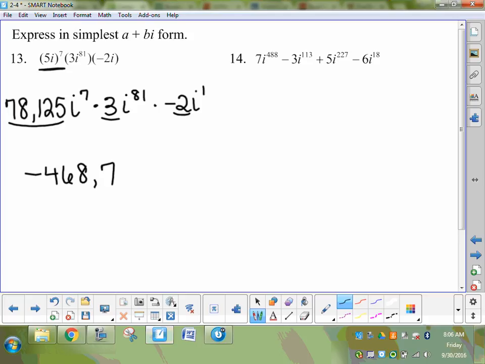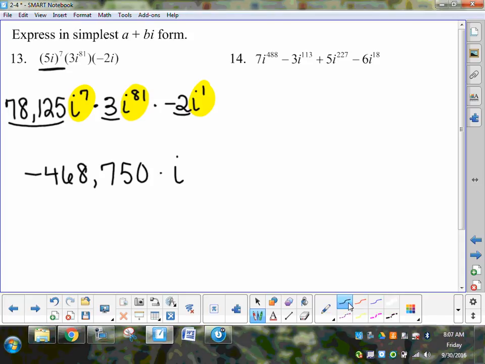I couldn't hear the last part. 750? Yeah. Okay. And now we need to figure out times i to this power. Does anyone recall what we have to do when we multiply these i's together? You add the exponents. So I've got to take 7 plus 81 plus 1. Hands up, please, if you can tell me what that sum is going to be. 88? No? Don't forget, this has got a 1 on it. Oh, yeah. 89.